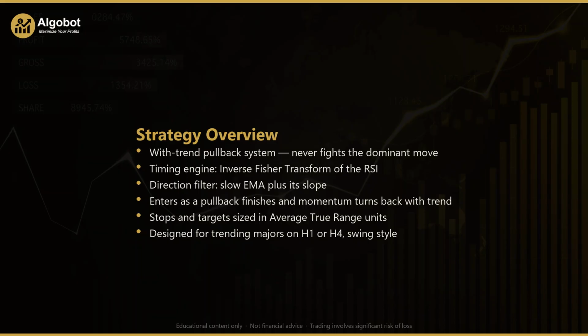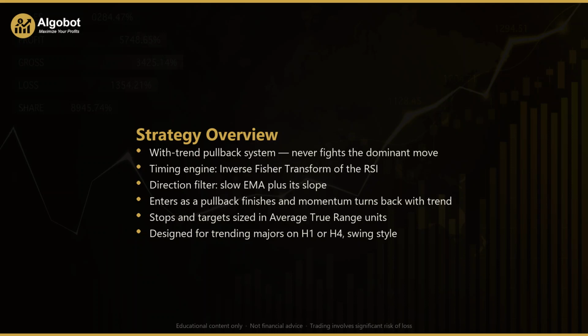Direction is handled separately by a slow trend filter, an exponential moving average, and its slope. The oscillator decides when to act, but the trend filter decides which way. The two never disagree, because the strategy only takes signals that align with the larger move.